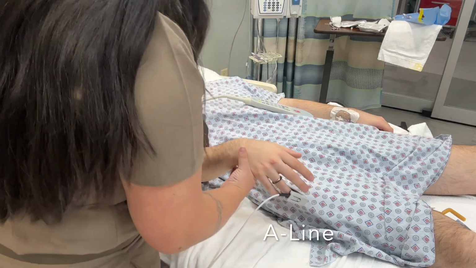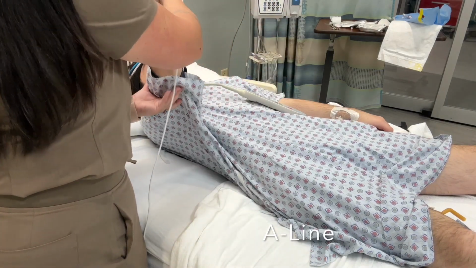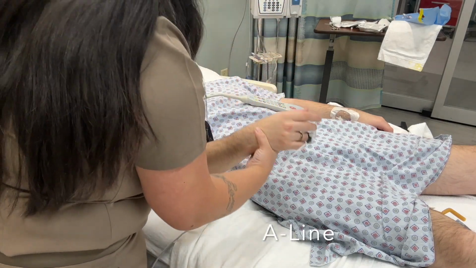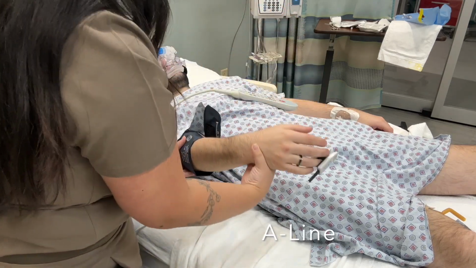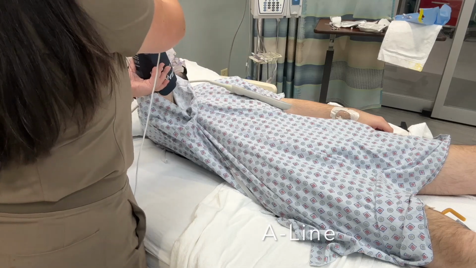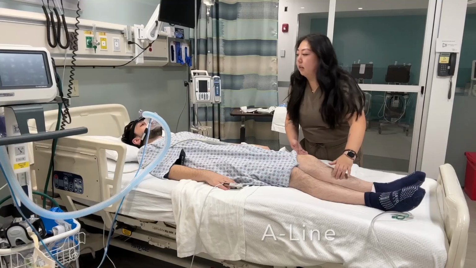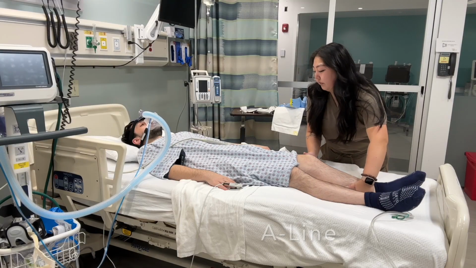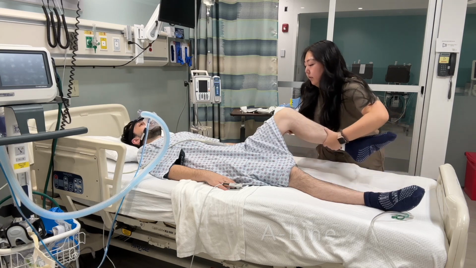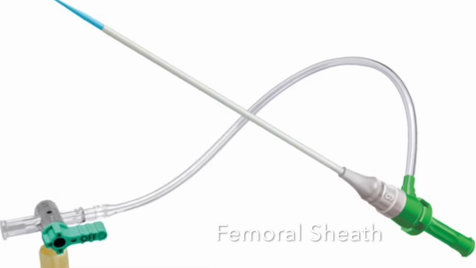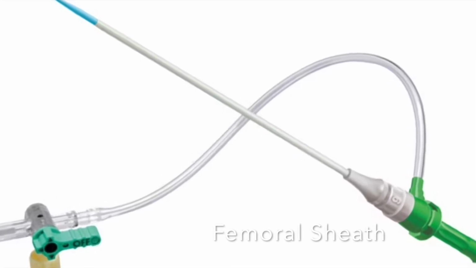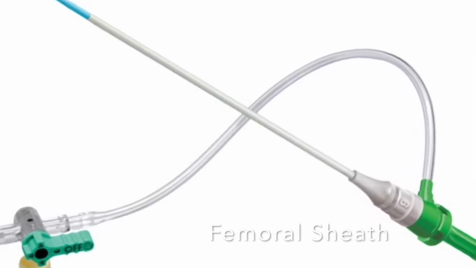If the A-line is placed in the radial artery, avoid wrist flexion and extension, keeping the wrist in a neutral position, and only perform shoulder abduction, flexion, and elbow movements. If the A-line is in the femoral artery, avoid excessive flexion of the hip. If a patient has a femoral sheath catheter, range of motion is contraindicated for the ipsilateral lower extremity.